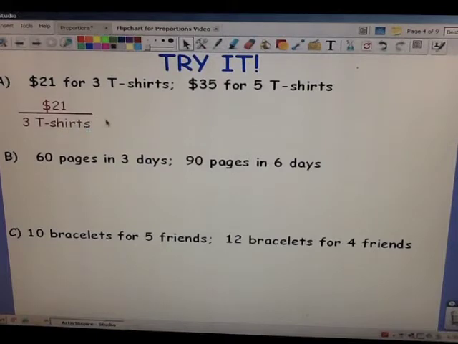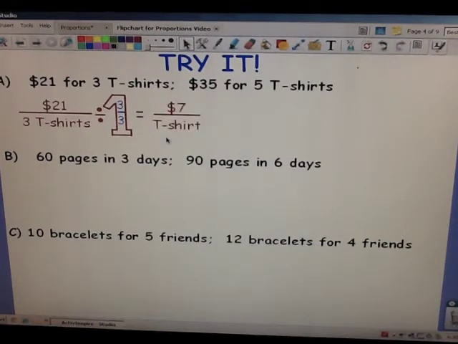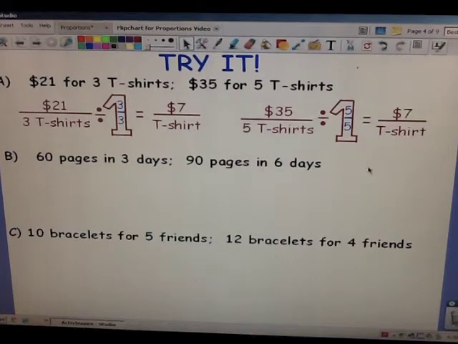Then find the unit rate. We want to change from 3 t-shirts to 1 t-shirt, so we divide both the top and the bottom by 3, and we get a unit rate of $7 per t-shirt. Now we'll do the second rate. We set it up in fractional form, $35 per 5 t-shirts. We divide by 5, and we get a unit rate of $7 per t-shirt. Both of our unit rates are $7 per shirt. They're equal, therefore they are proportional.